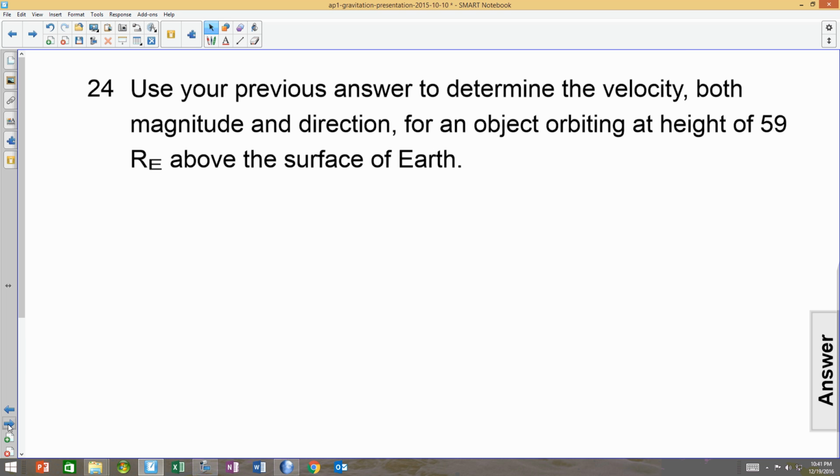Use your previous answer to determine the velocity, both magnitude and direction, for an object orbiting at a height of 59 Earth radii above the surface. Go ahead and pause the video now.